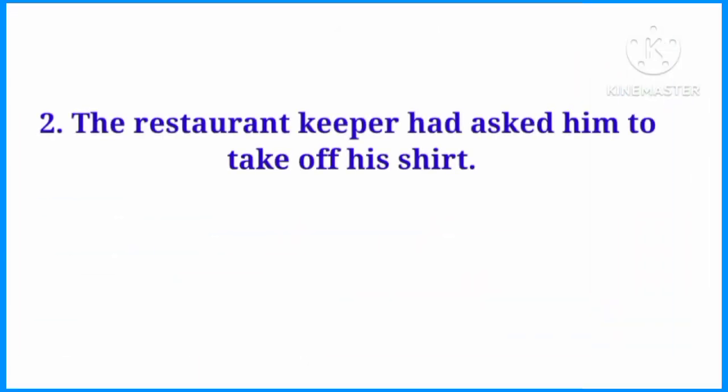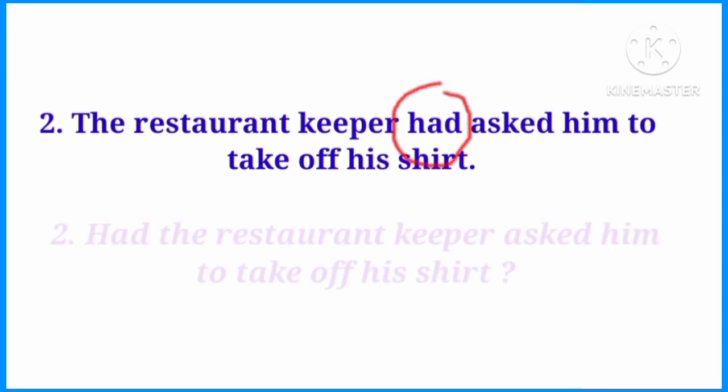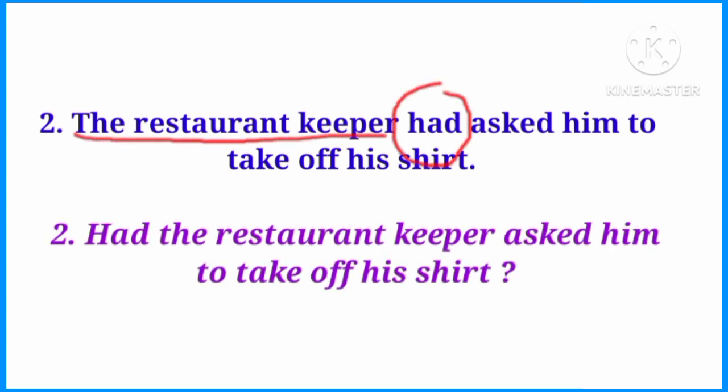The restaurant keeper had asked him to take off his shirt. Here, had is an auxiliary verb and the restaurant keeper is the subject. So, in the question, had will come first, second the subject, and then the main verb.